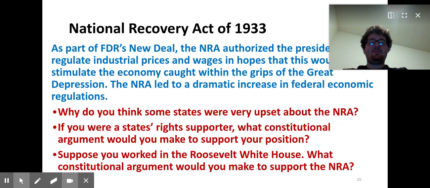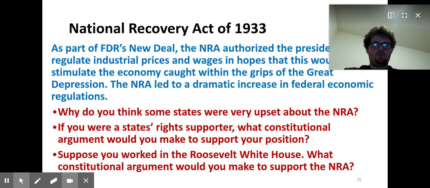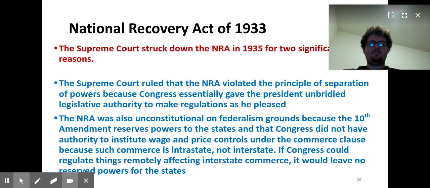States were upset about this, especially states' rights supporters, because let's see if we can change the slide. There we go. It violated the separation of powers, and it violated the 10th Amendment. The Supreme Court ruled that it went too far into the federal government claiming the powers that belong to the states as laid out in the Bill of Rights. So even though it was really done in the best interest, it was a violation of the Constitution according to the Supreme Court, and it would be reversed just a few years later.